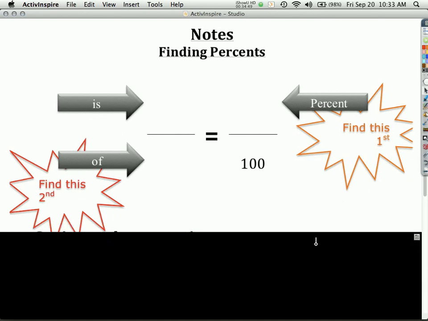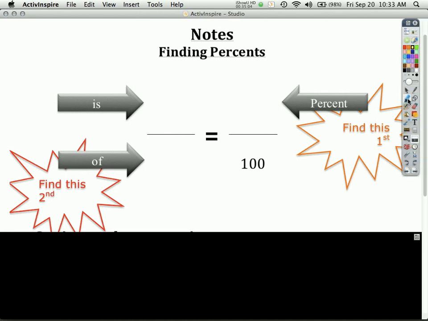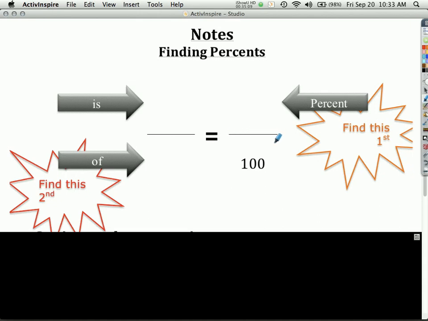So, finding percents using a proportion method. We have this template of a proportion. Template meaning it's set up with spots for us to fill in. So, we all know what a proportion looks like. It's a fraction bar equals a fraction bar. When you're working with percents, you're going to automatically fill in a 100 in the bottom right, because that's what a percent is. A percent means out of 100. So we need the out of 100.